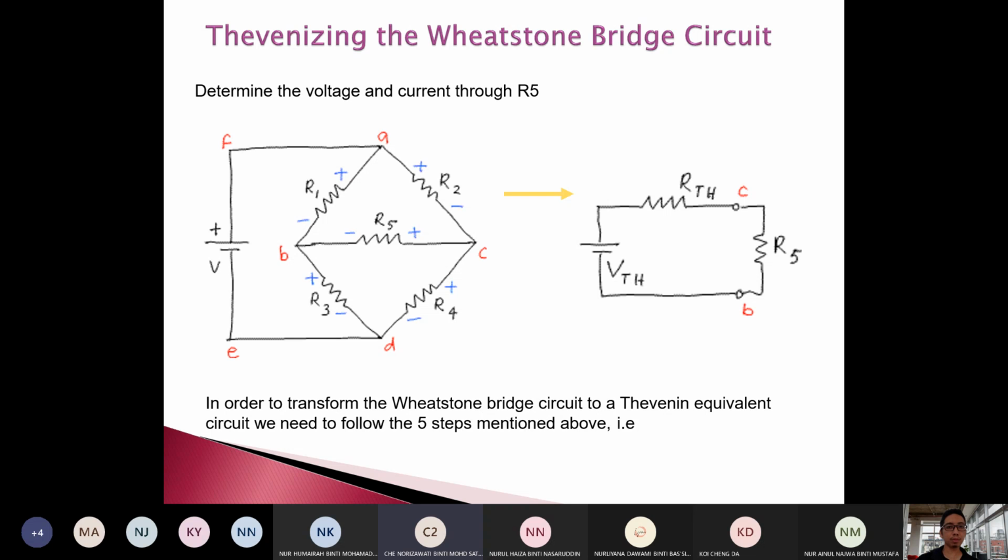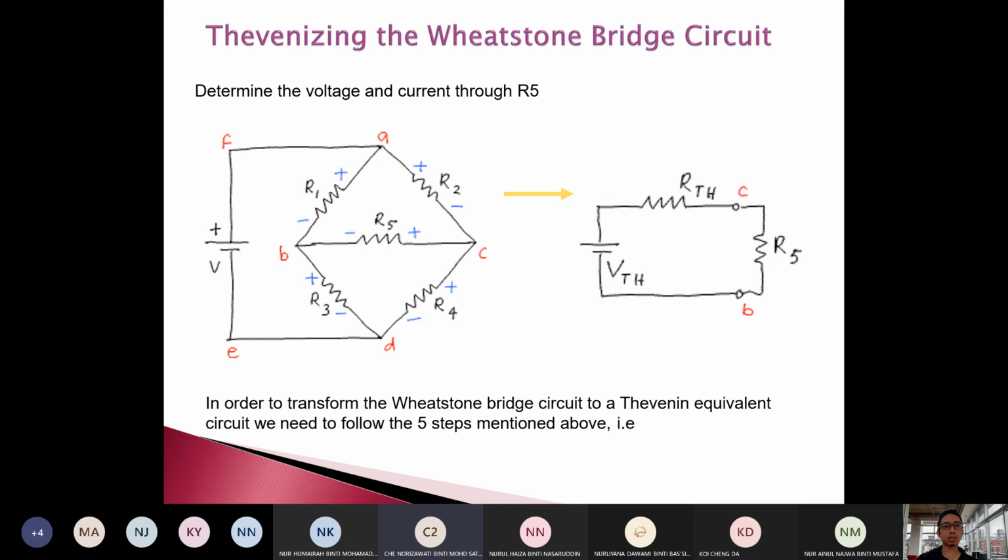Okay, any questions so far? So I'm going to the last part for today's class. This is the last part for the basic circuit theory as well.